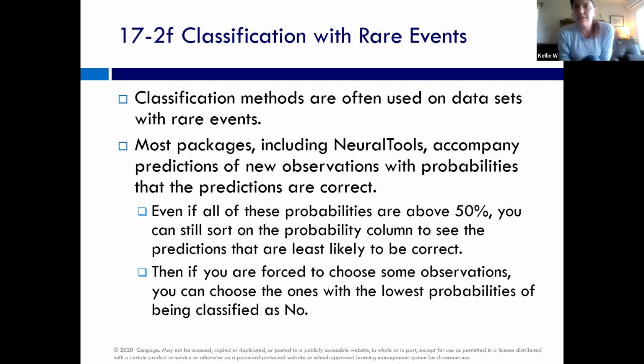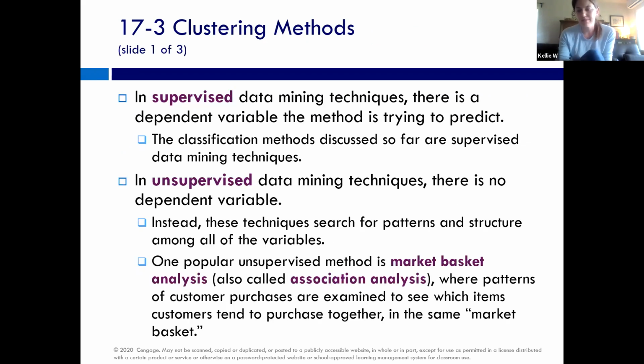We also often use classification for data sets that have rare events. So we want a lot of packages to accompany predictions of new observations with the probability that that prediction is correct. We can sort on the probability of our predictions to see which ones are the least likely to be correct. And if we're forced to choose some observations, we can choose the ones with the lowest probabilities of being classified as no. It's just a way of sorting out the data to look for those rare events.